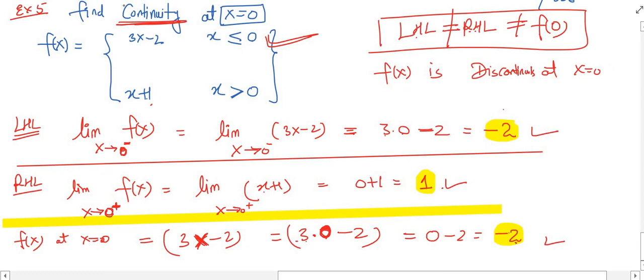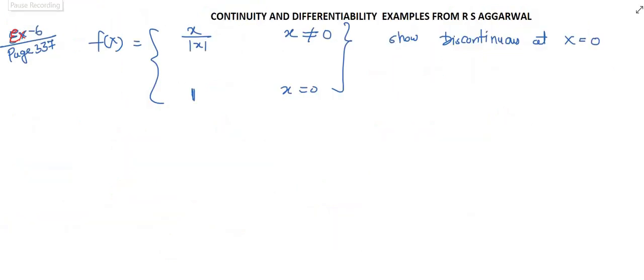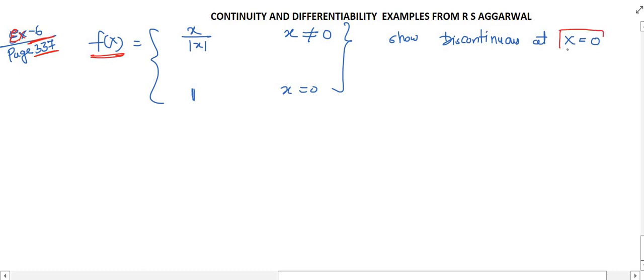Okay, let's see next question. So this is example 6 on page number 337 from R.S. Aggarwal. So we have to discuss continuity of f(x) at x is equal to 0. The function is defined x by mod of x when x is not equal to 0. It has two definitions, okay? And f(x) is 1 when x is 0.